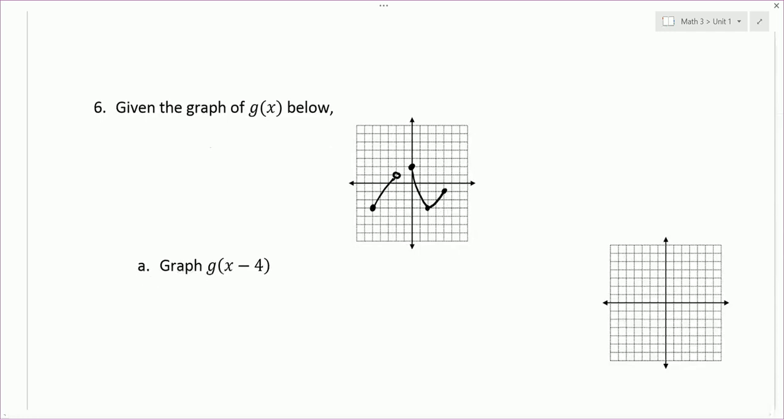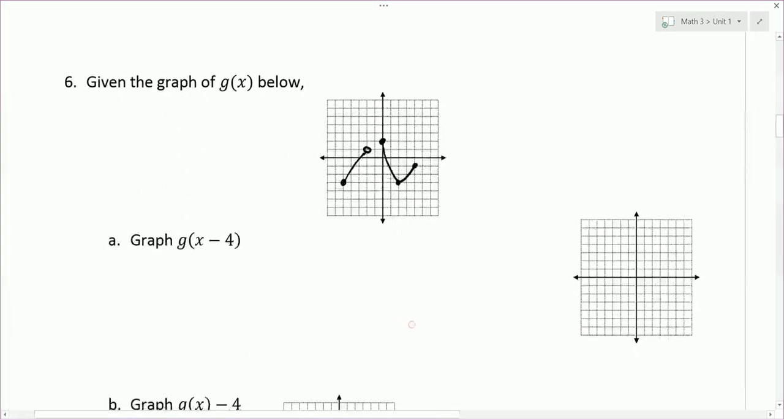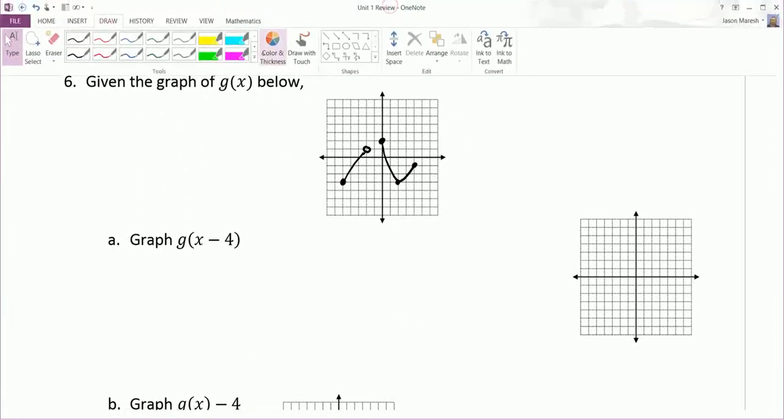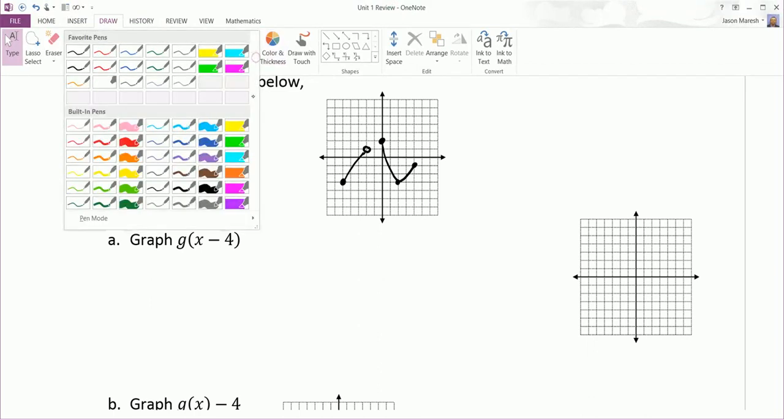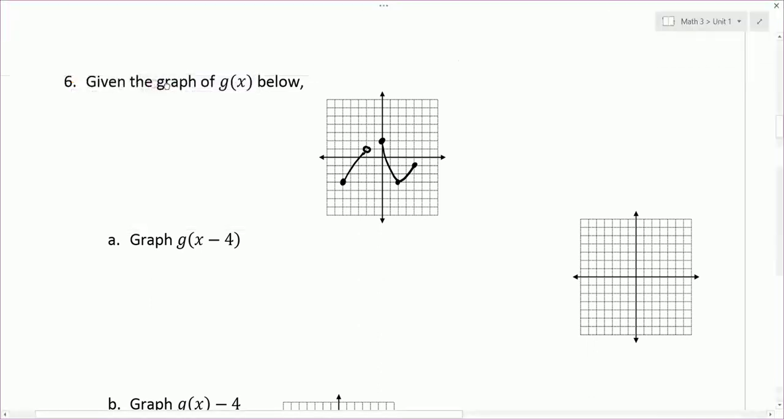Number 6, we're given a graph of a function, and we want to graph a transformation of that function. So on part A, what does it mean to have that x minus 4 in parentheses? That's telling us to move to the right 4 units. So everything in the graph of g(x), we're going to move to the right 4 units.